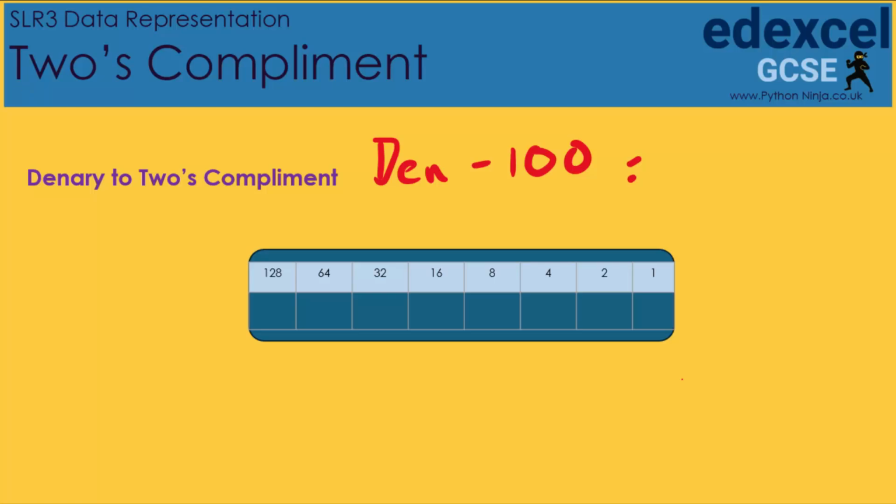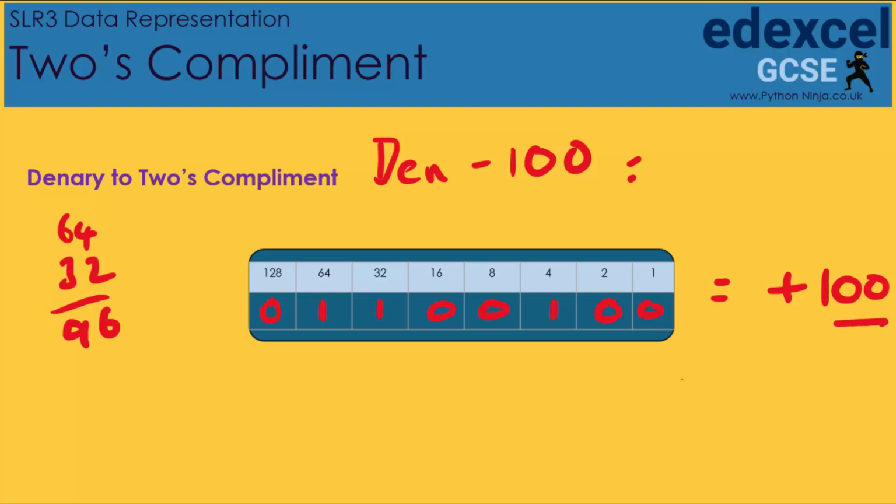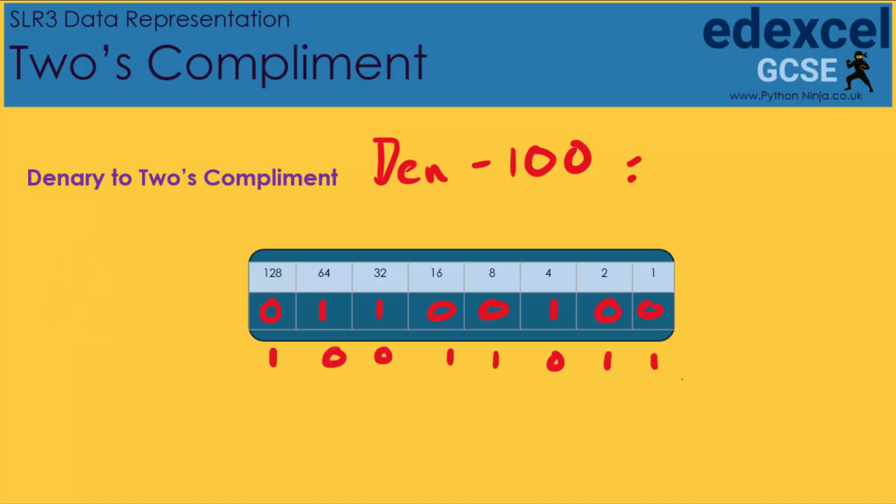Let's work it out. So what is positive 100? So 64 plus 32 is going to be 96. So we need that, and then we want to add 4. And that gives us a value for plus 100. Okay, so 64 plus 32 is 96, plus 4 is 100. So then we flip the bits, and now we need to add 1.